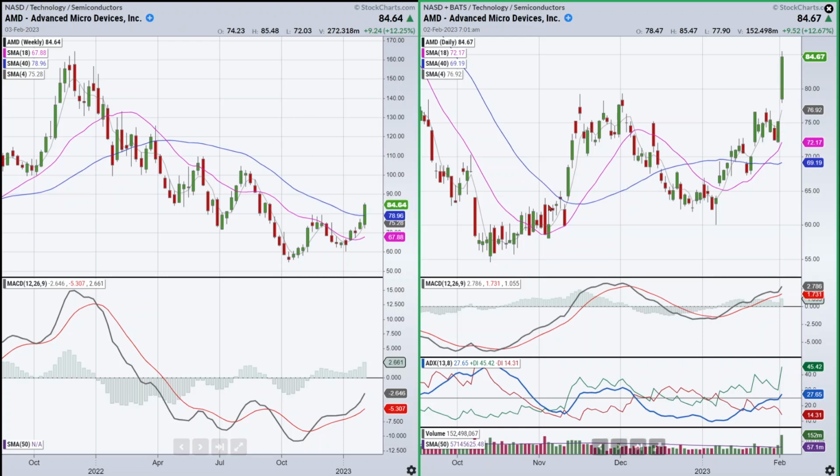All right, so this just gives a little insight into another MACD pattern that I think you want to be on the lookout for when it coincides with what's going on in the price pattern. All right, let's go ahead and get into the stocks.